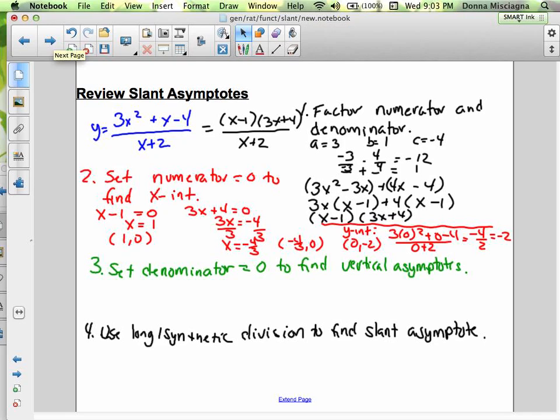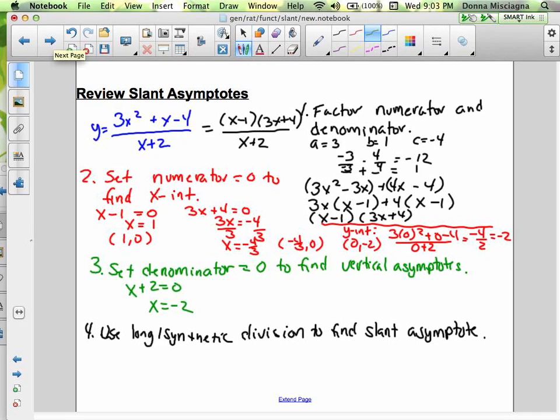So we already have 3 points. I actually have it graphed on the next page. We actually needed more points than that just because of the shape of the graph. Now we want to find the vertical asymptote. That's really easy. Just set your denominator equal to 0. So x plus 2 equals 0. x equals -2 is the vertical asymptote.